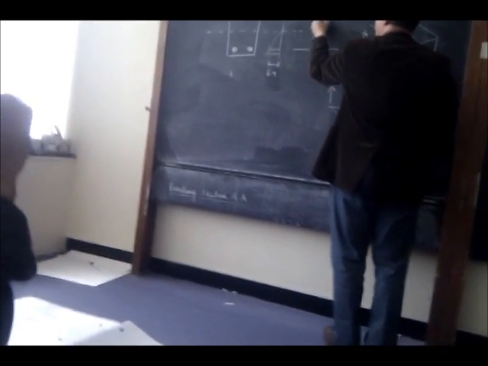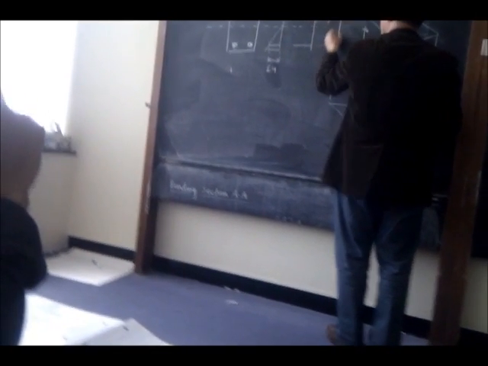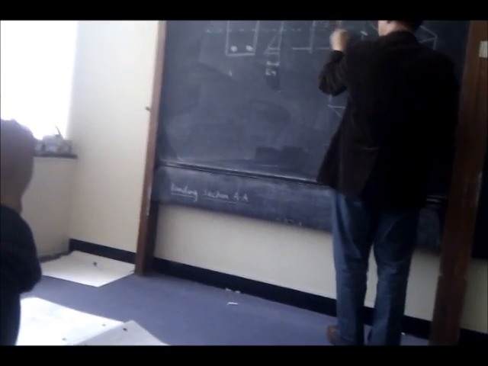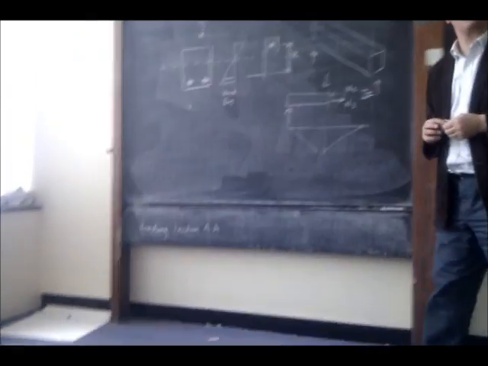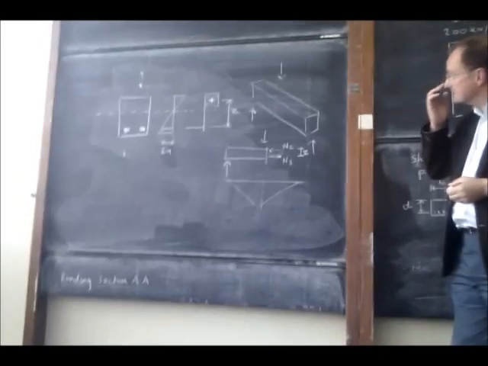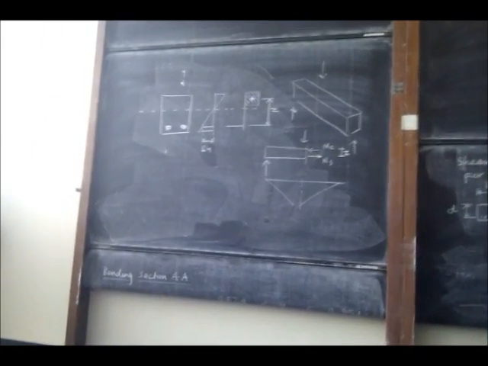Z is the distance between the line of action of that concrete force and the line of action of the steel force. And that's fine for a rectangular section.